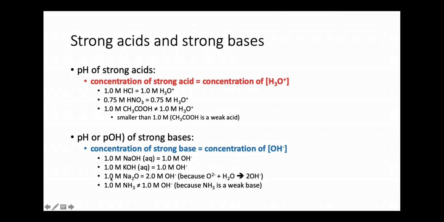For this one, 1 M sodium oxide gives me 2 M OH- because O2-, that's the base. It accepts an H+ from water, forming OH-, but water is releasing one, so also an OH-, so 2 OH-. So 1 mole of Na2O gives me 2 moles of OH- because we have a complete dissociation. But for NH3, that's not a strong base. I will not have 1 M OH- when we have 1 M NH3, because NH3 is a weak base.